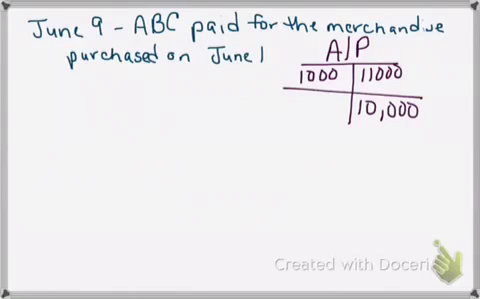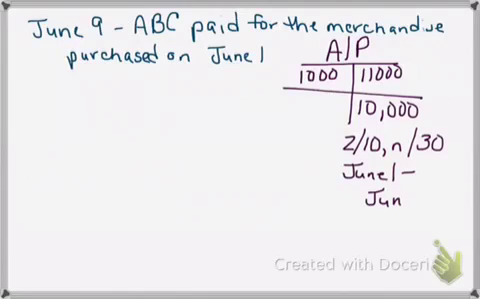The other thing we have to look at is we had terms of 2/10 net 30. So if we purchased it on June the 1st and we're going to pay it on June the 9th, then we're within that discount period. So we do have to look and see what our discount amount is actually going to be.